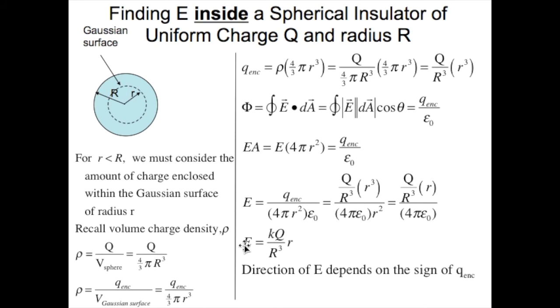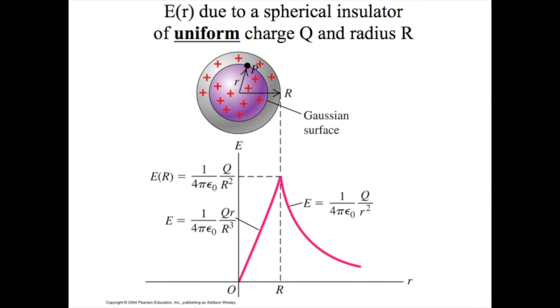That looks exactly the same as the gravitational field inside of a solid spherical planet, or something like that. And the direction of the E field, again, depends on the sign of Q enclosed. And here is the graph of the electric field due to a spherical insulator. Inside it looks like this, kQr over big R cubed. And then outside of the fixed radius of the object, it looks like this, kQ over r squared. Looks remarkably like gravity. The main difference now is that this can also be inverted. It could be negative if this is a negatively charged object. And that's it.